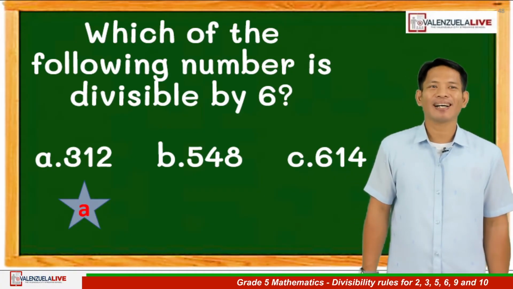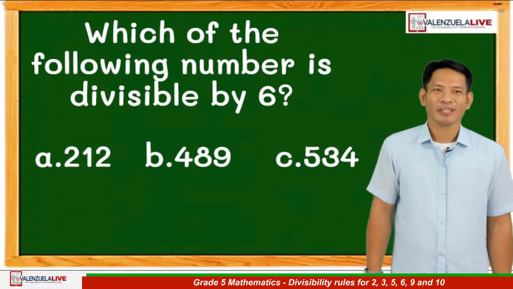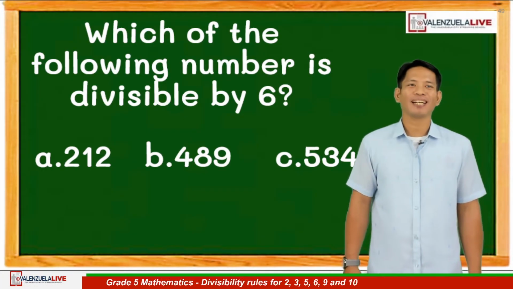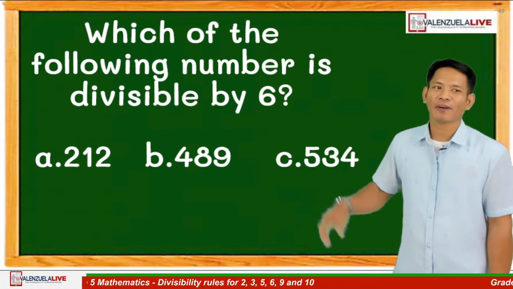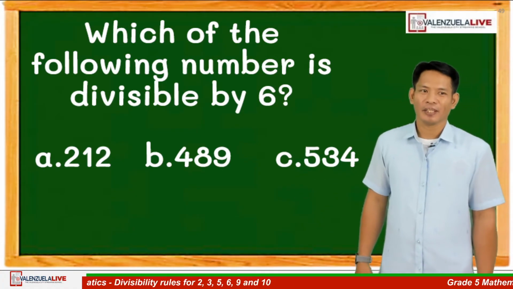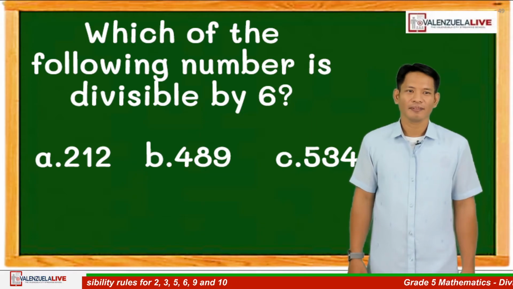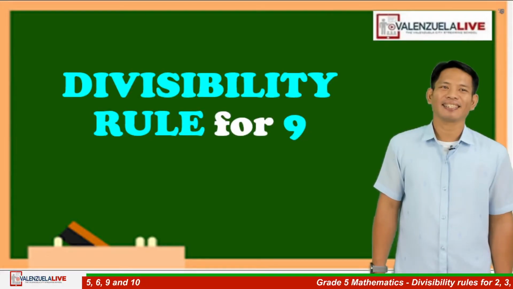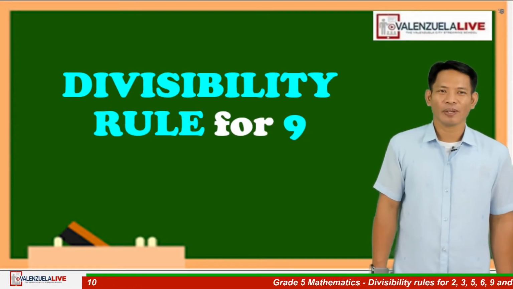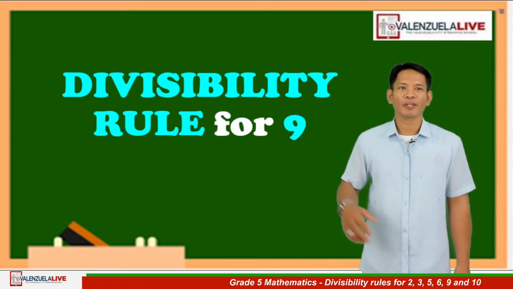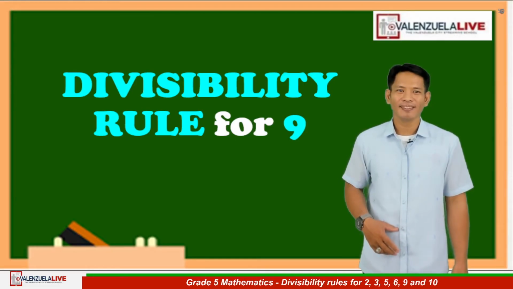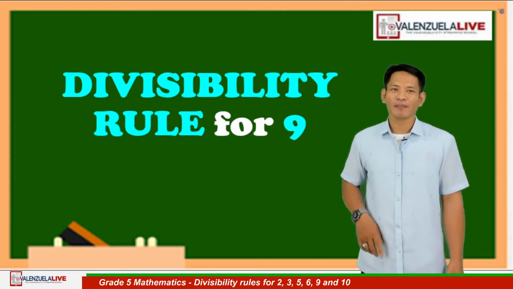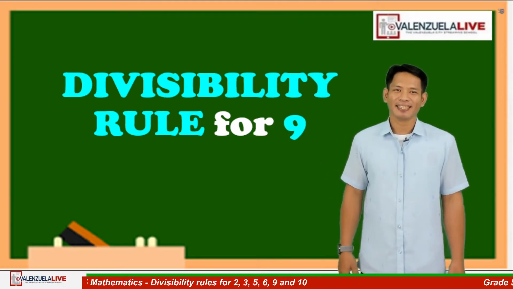How about the next one? Which of the following numbers divisible by 6? Is it A, 212, B, 489, or letter C, 534? If you add the digits, we have letter C as the correct answer. Okay, so we are done with the divisibility rule for 6. Now, let's proceed to another divisibility rule. And this time, we have the divisibility rule for 9.